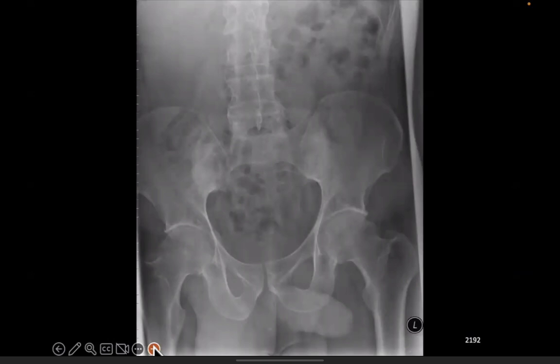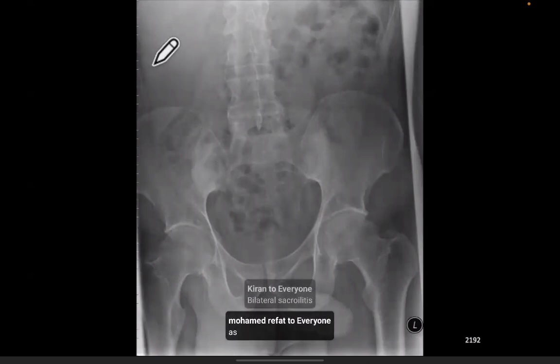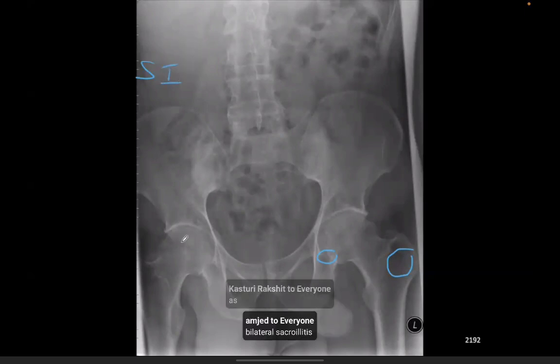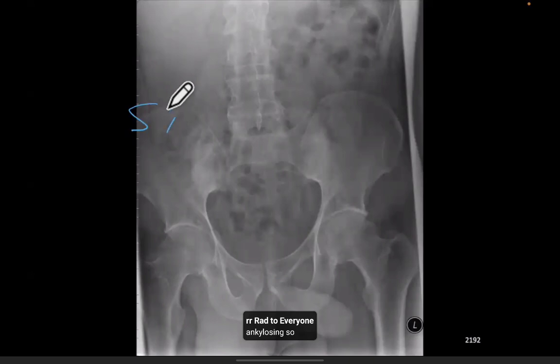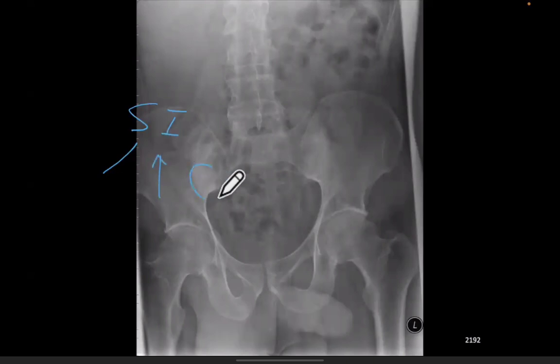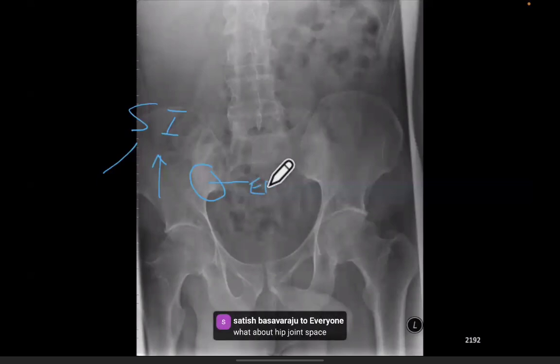Okay, this patient has got back pain. Yeah, bilateral sacroiliitis. Don't forget the SI joint has, let me just get rid of those marks. So SI joints, synovial inferior. Therefore, the inferior part of the joint is the first one to become eroded. Okay, so this is sacroiliitis.